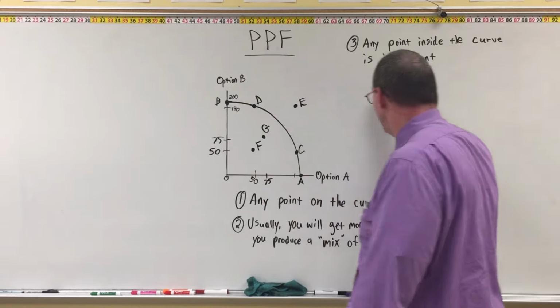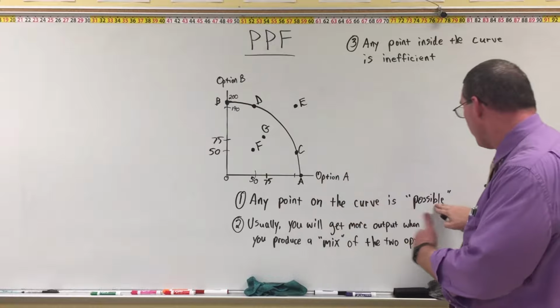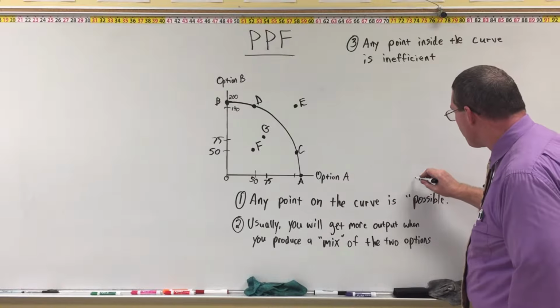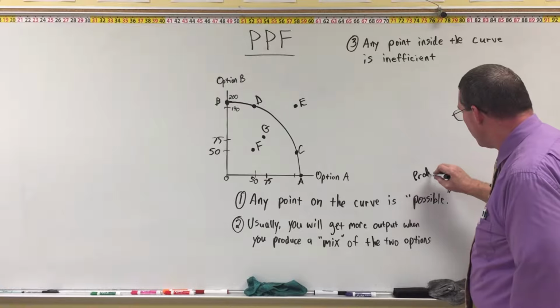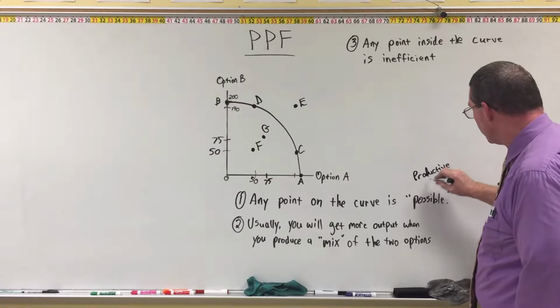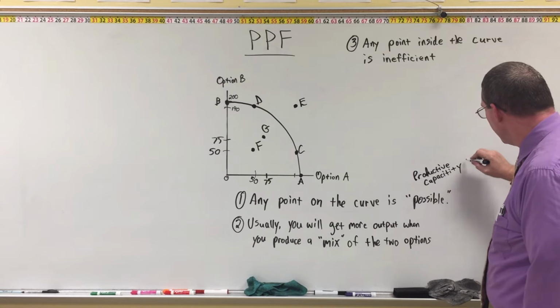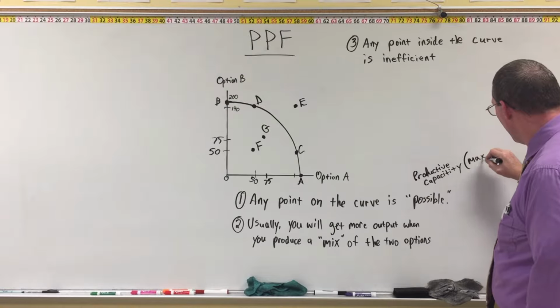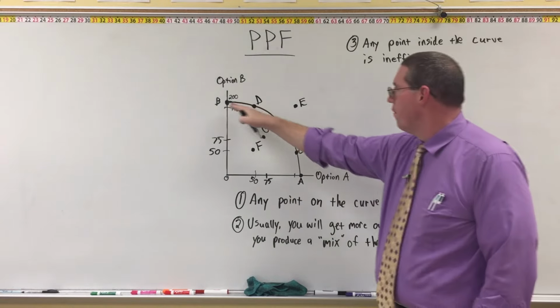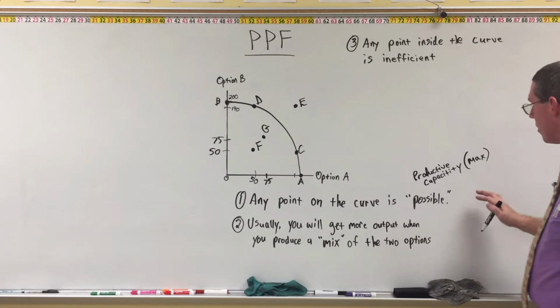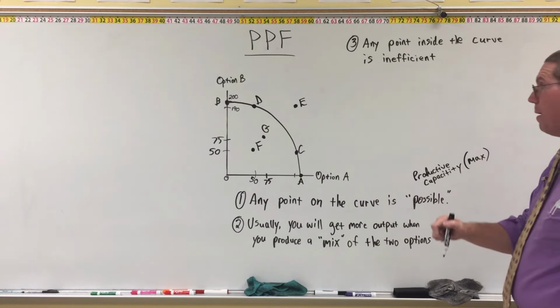That means that you must have been wasting resources or not using them to the best of your ability. And this is akin to, see, any point on the curve is possible. Well, the curve itself represents productive capacity. And we just learned about that. Productive capacity, isn't that the maximum production? Well, if this curve is the limit of everything that's possible, then it represents the maximum of everything that's possible.